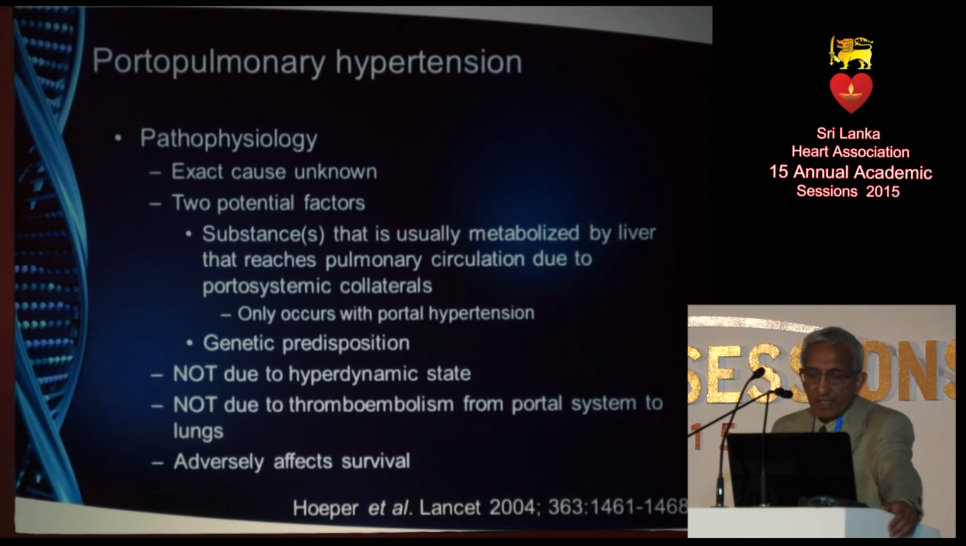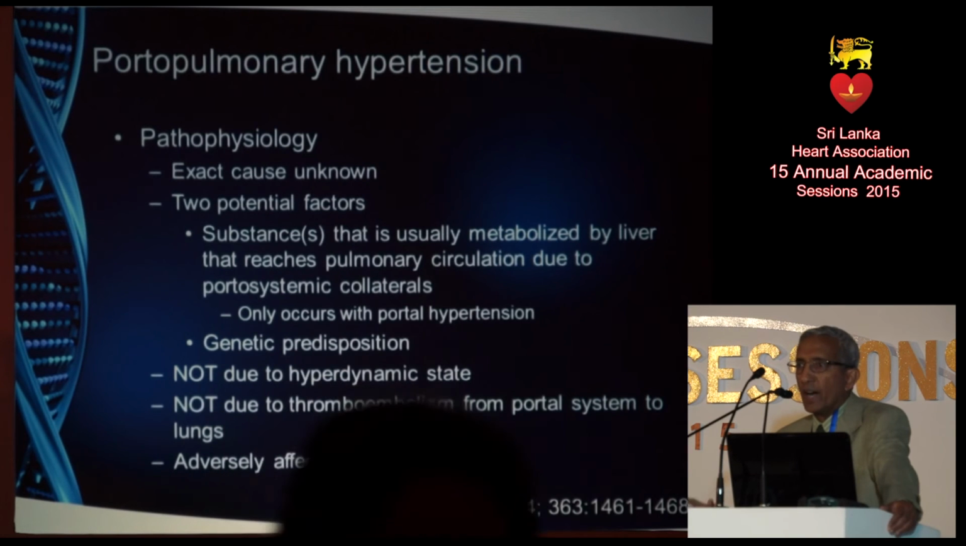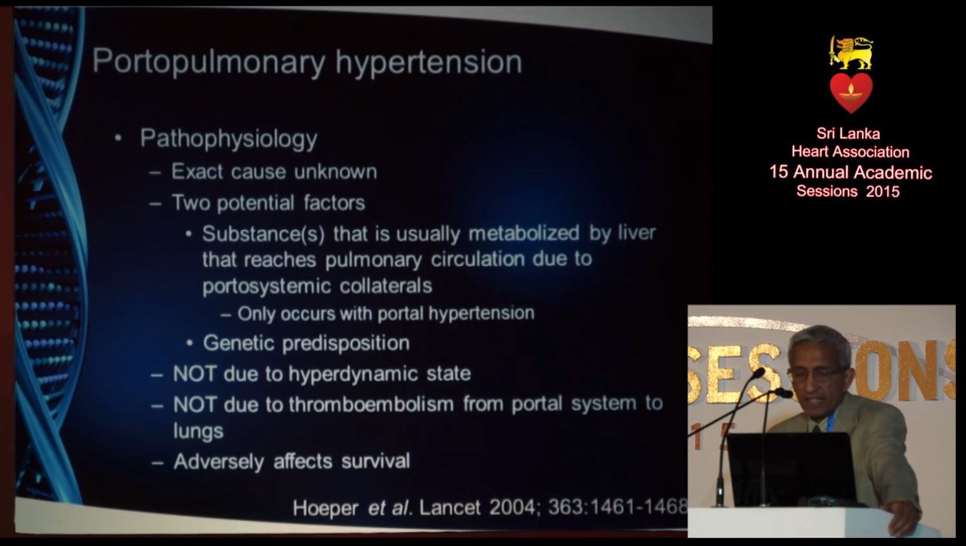Two potential factors: there appears to be a genetic predisposition, as is the case with primary pulmonary arterial hypertension, and there may be substances that are metabolized by the liver that reach the pulmonary circulation due to the portosystemic collaterals, because it usually occurs only with portal hypertension. And it's not due to a hyperdynamic state like the cirrhotic cardiomyopathy, and also not believed to be due to any thromboembolic events that can occur from the portal system to the lungs.